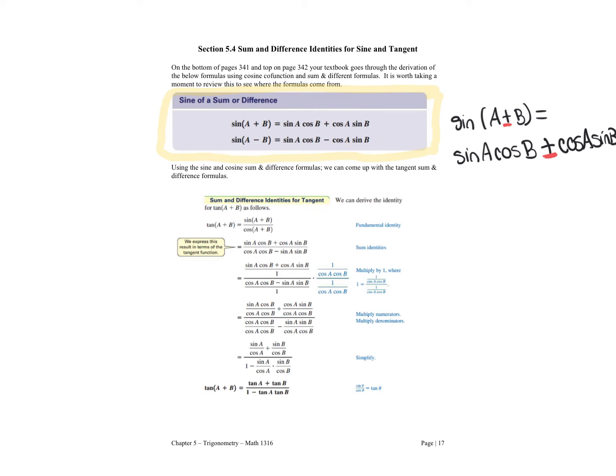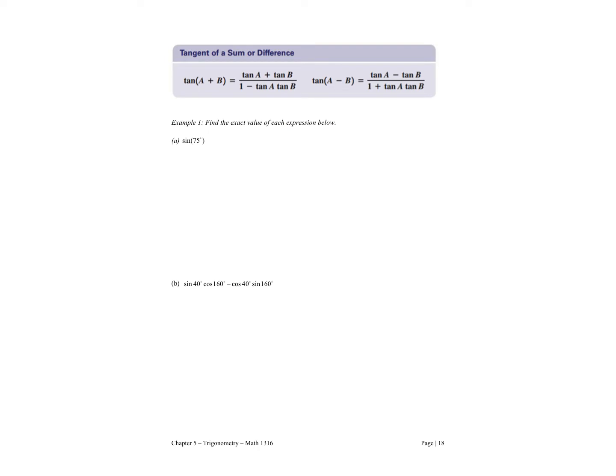And then right here through the notes, it shows you how to derive the tangent formula using two different sum and difference formulas. Tangent is sine over cosine. So here's the sine sum and difference over the cosine sum and difference. They go through the outlined algebraic steps, coming up with this final formula, which is found on the next page of your notes. So right here is your tangent sum and difference formulas.